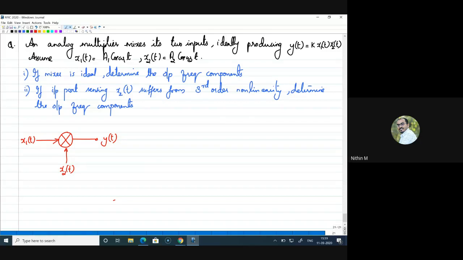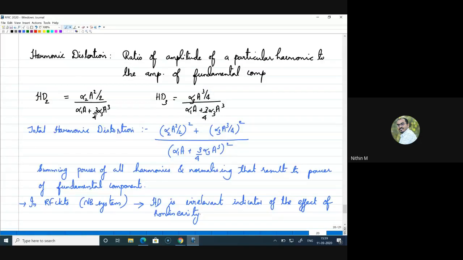Okay, Raksha, clear. Yeah, Sridhar, I didn't get. Are you asking about the expression related to total harmonic distortion? I have just expressed it as the ratio of the power of the harmonics to the power of the fundamental.